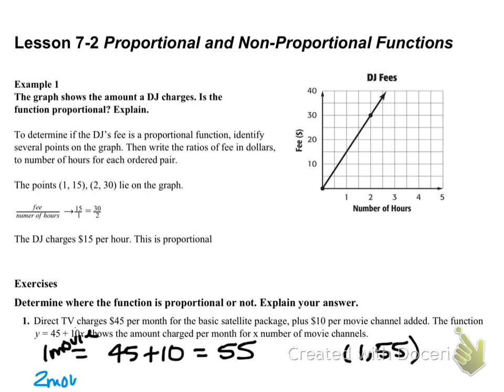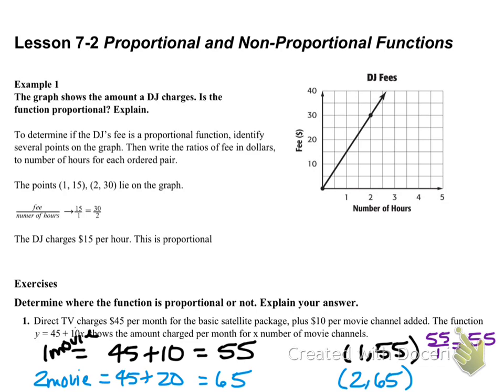Then we need to see if we have two movie channels. That's going to be 45 plus $20, because it's $10 per movie channel. So we're looking at $65, and our second point is (2, 65). To see if it's proportional or not, we can divide. 55 divided by 1 gives me $55. If this is proportional, then 65 divided by 2 would give me 55 as well, which it does not.